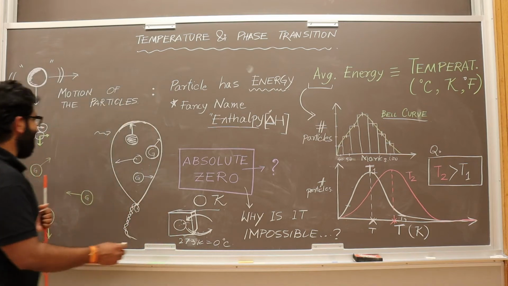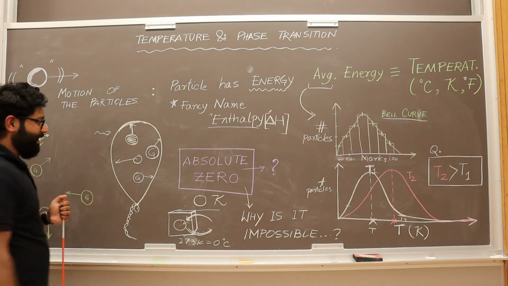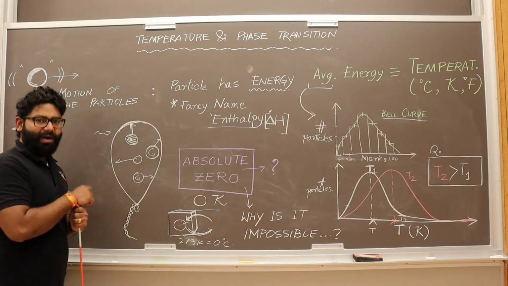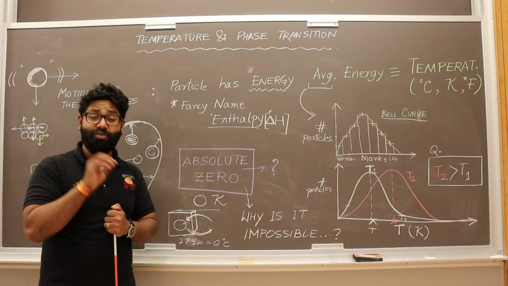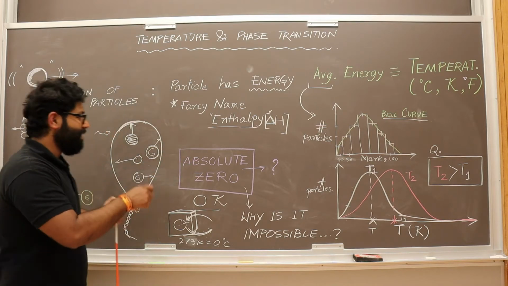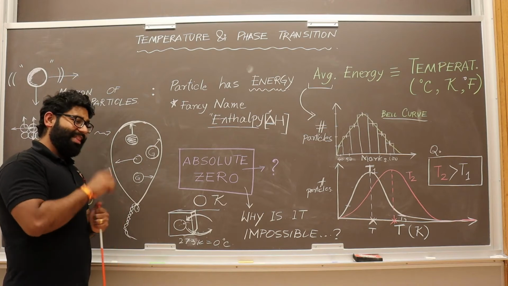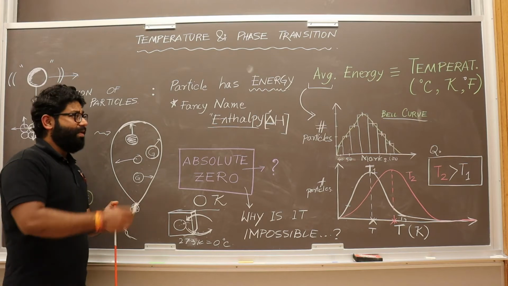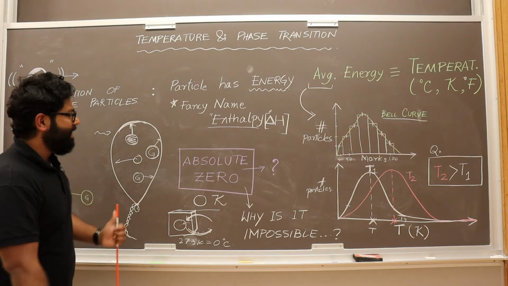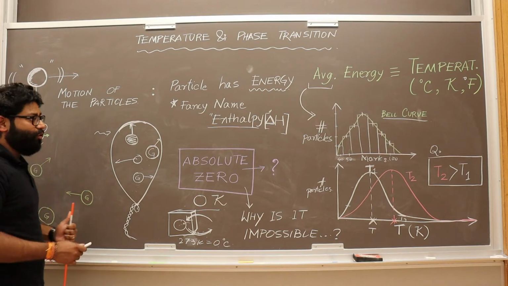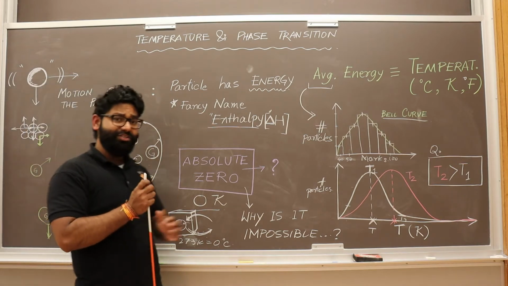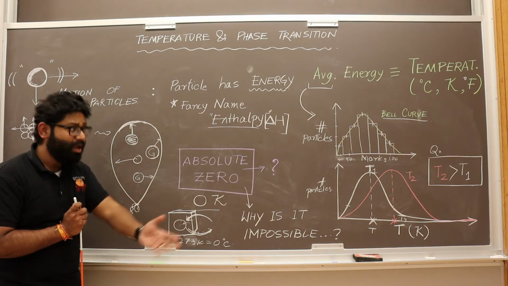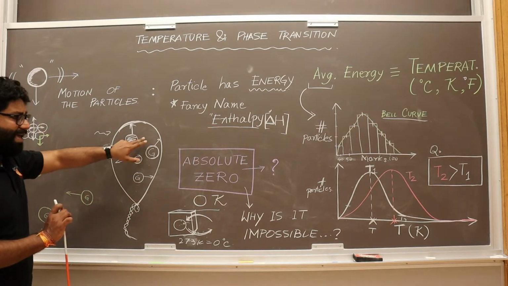For example, if you have a balloon filled with a gas, there are gas particles inside this, and each gas particle has its own velocity, its own kinetic energy. Not all the particles will have the same kinetic energy. They will all have different kinetic energies. If we measure the different kinetic energies and get an average of those, that average kinetic energy of all the particles inside this balloon will give you the temperature of the system, in this case the gas.